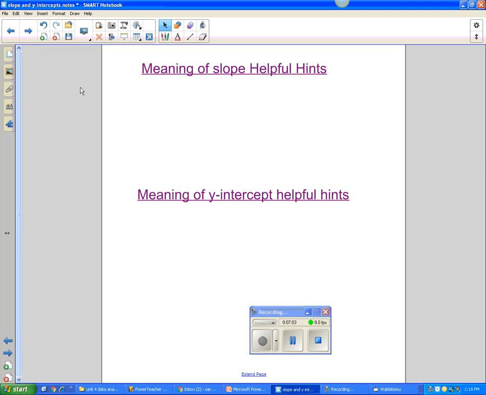That's your second minute. Raise your hand if you have a question. All right. On your paper, you actually have a box. I don't have boxes up here, but we're going to talk about meaning of slope. What is the other word for slope? Thank you. Rate of change.